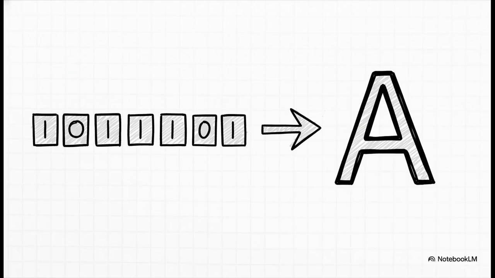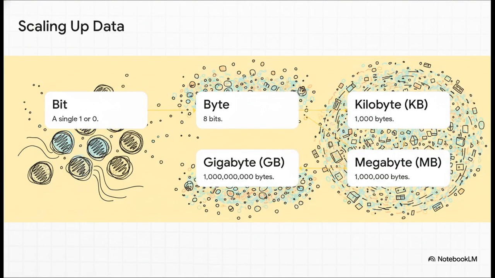So, why 8? What's so special about that number? Well, it was really just a practical decision. You see, with 8 bits, you get 256 possible combinations of ones and zeros. That was more than enough to represent all the letters, numbers, and symbols you'd need for text. It just worked. And from the byte, we just keep scaling up. We group thousands of them into kilobytes, millions into megabytes, and billions into gigabytes. These are the units we see every single day when we check our file sizes or see how much storage is left on our phones.